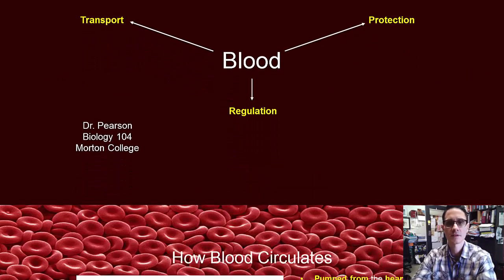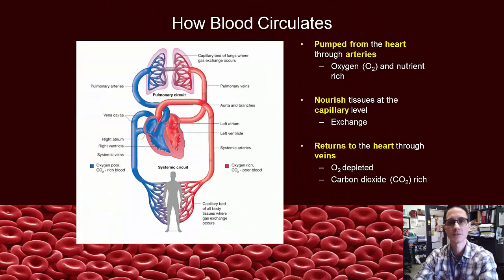All right, so let's move ahead and talk about how the blood moves around the body. It's best to start from the central point where blood begins its movement, and I think we all know that blood starts from the heart. So when blood leaves the heart, it's going to enter vessels called arteries.